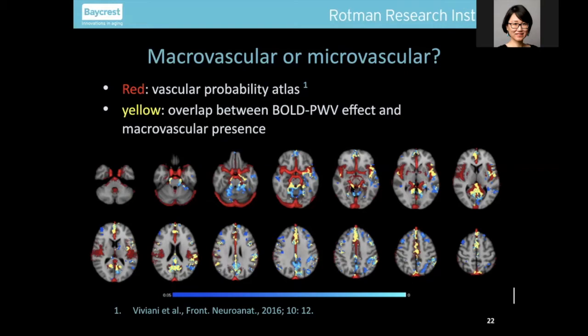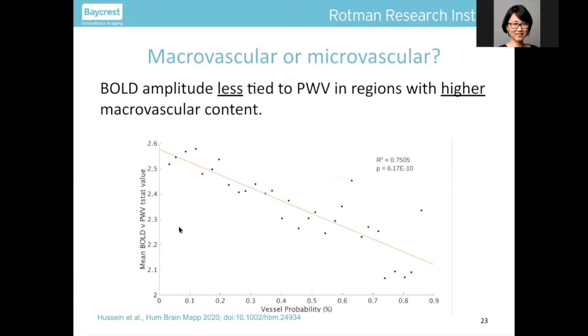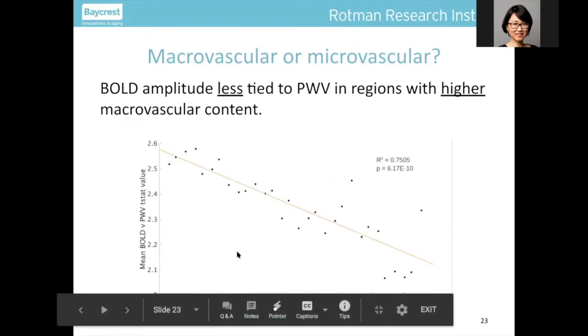So we're using this as an indication that a high probability of observing it in the same location means that it is a larger vessel. If we were to plot the probability of large vessels against the strength of the association between the BOLD signal amplitude and arterial stiffness, we see a negative relationship.